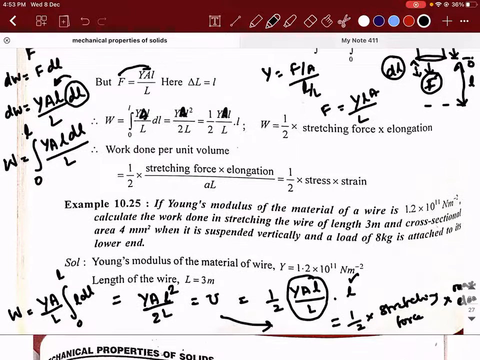Correct? So F is equal to YA into small l divided by capital L. That means as the elongation keeps increasing, what will happen to the force that you're applying? It will also keep varying. That is what they're meaning.